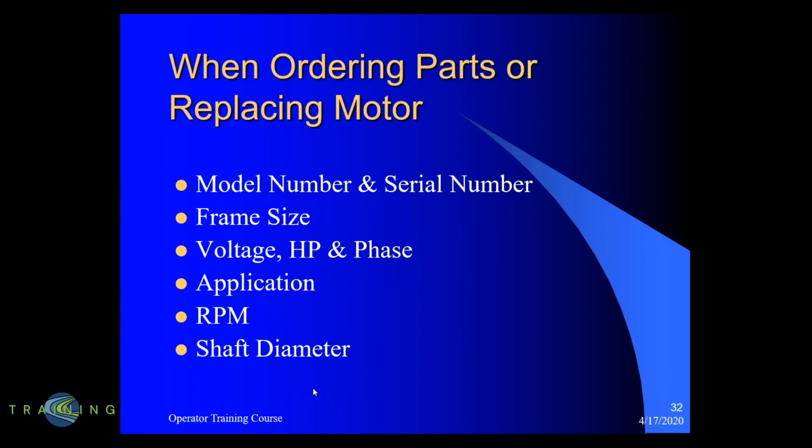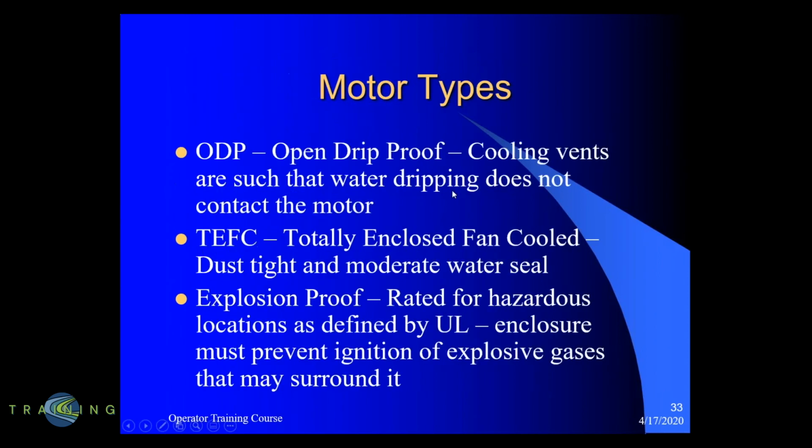So what does open drip proof mean? It just means that there are cooling vents so that the water dripping does not contact the motor. So these are usually for indoor applications. You might have some dripping inside, but you don't have water spraying or raining on a motor.